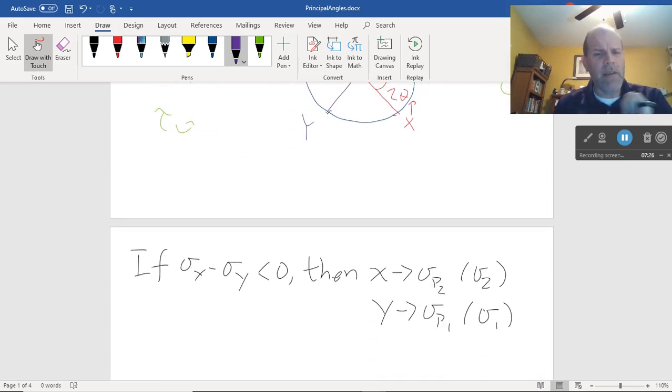What if sigma x minus sigma y is less than 0? We say, okay, well then x goes to sigma p2, and y goes to sigma p1. Y goes to the bigger principal stress, x goes to the smaller. Okay, so again, let's remember what this means. Sigma x minus sigma y is less than 0. Well, I can bring sigma y to the other side, and sigma x must be less than sigma y now.